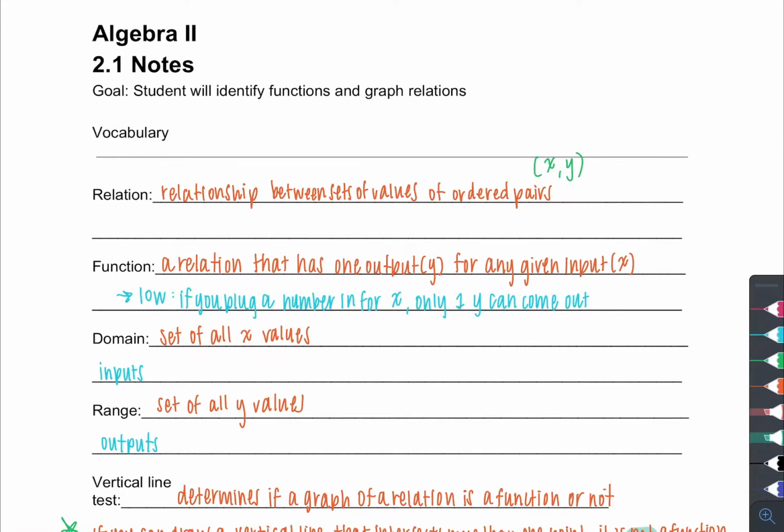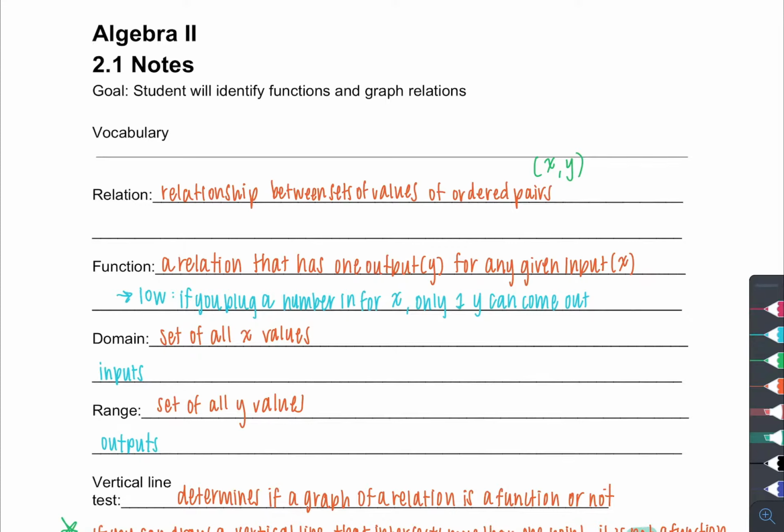Today we're talking about identifying functions and graphing relations. So, let's go through these definitions. First up, a relation. A relation is a relationship between sets of values and ordered pairs. Our ordered pairs are going to be written as x comma y. A function is a relation that has one output for any given input. In other words, if you plug a number in for x, only one y can come out.